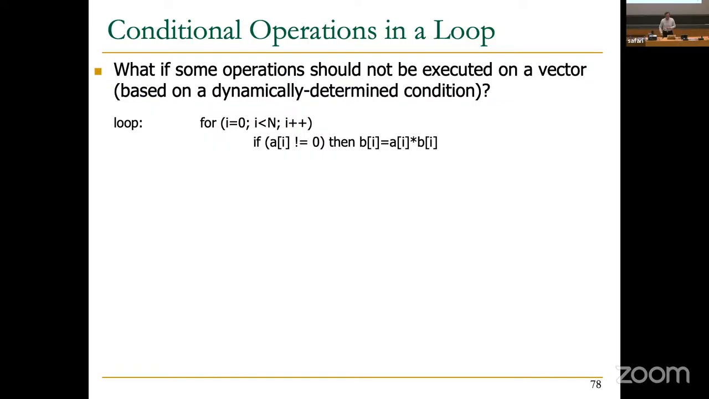Okay, let's talk about some other things, conditional operations. We've already talked about this actually, but I just want to give you an example. What if some operations should not be executed on a vector based on a dynamically determined condition? Like this sort of, again, if somebody asks you, is this vectorizable? You will say absolutely yes, because loop iterations are independent of each other. But there's some conditional flow execution. If an element is not 0, then you store the result of this multiplication into the destination B vector, as you can see. If an element of A[i] is 0, then you don't actually do the store.